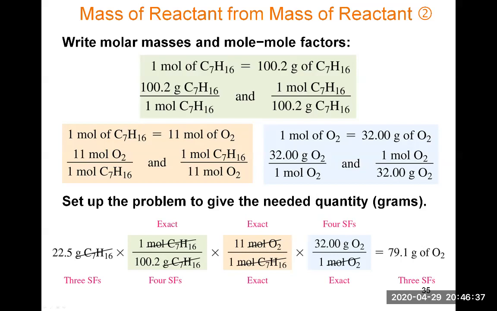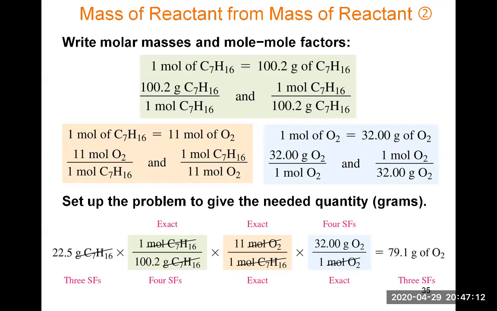So in the calculator, you do 22.5. So let's do all numerators first. Times 11 times 32.00. And then divide by each denominator. And here only one is valid. Dividing by 1 is not necessary. So we will divide by 100.2. And the calculator answer is 79.0419, etc.